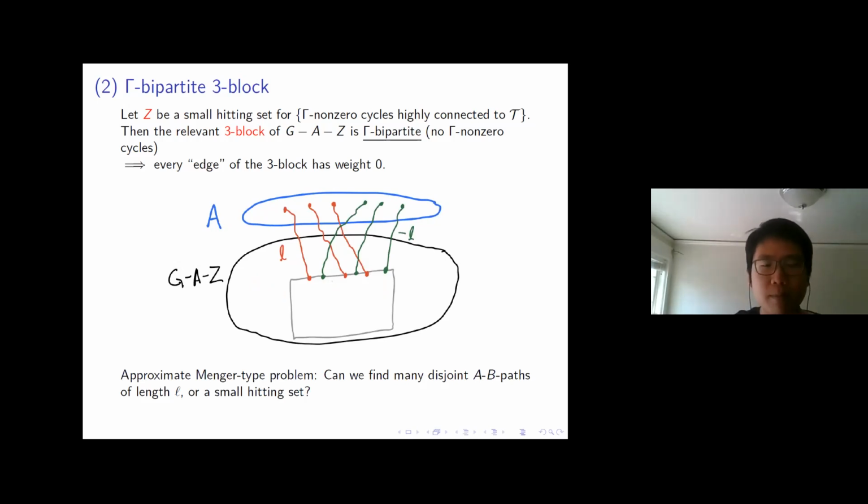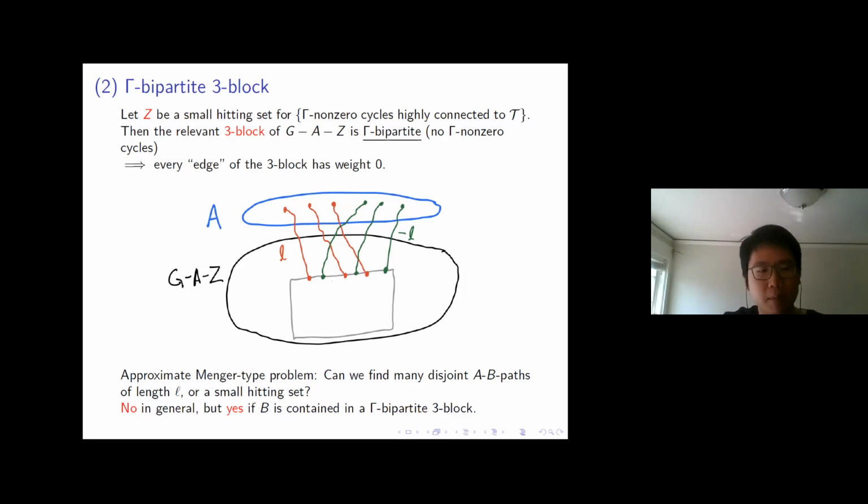And by approximate Menger type, I just mean the Erdős–Pósa property for AB paths or certain special AB paths. So can we find many disjoint AB paths of length L or a small hitting set? In other words, does the Erdős–Pósa property hold for AB paths of length L? Okay, and it turns out the answer is no in general.